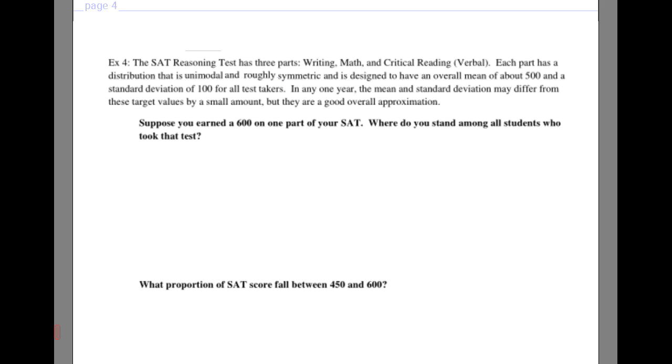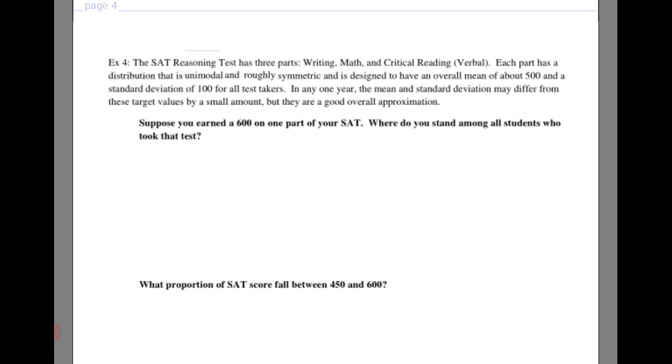Suppose you earned a 600 on one part of your SAT. Where do you stand among all students who took the test? As we did in the previous example, the first thing we have to do is verify that it's appropriate to use the normal model, which means, is the distribution unimodal and roughly symmetric? In this case, the problem specifically tells us that.